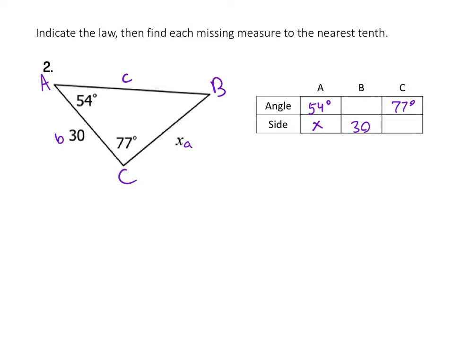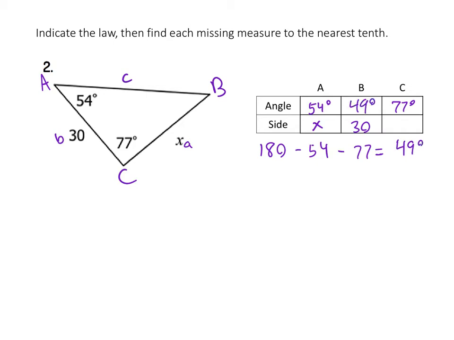So we know sides A and B, and we know angles A and C. We don't actually have a full ratio that we can make out of any of these sides yet, but I think we can get angle B pretty easily just by subtracting. Okay, the triangle sum theorem says that all three angles in a triangle add up to 180 degrees. If angle A is 54 and angle C is 77, you can subtract those two angles from 180 degrees and find out that angle B is 49 degrees.